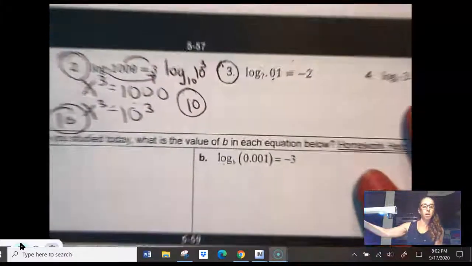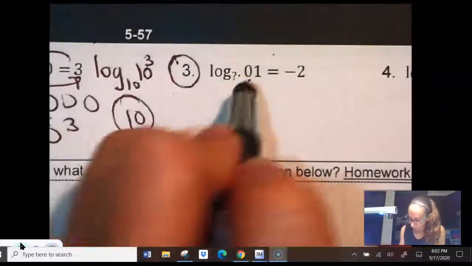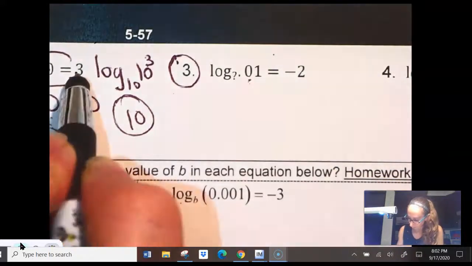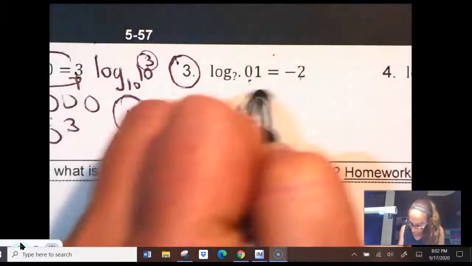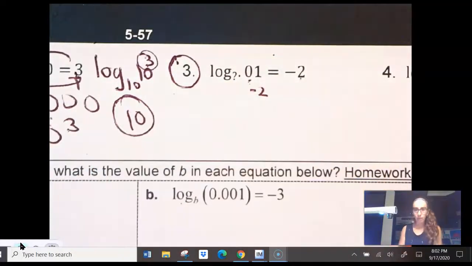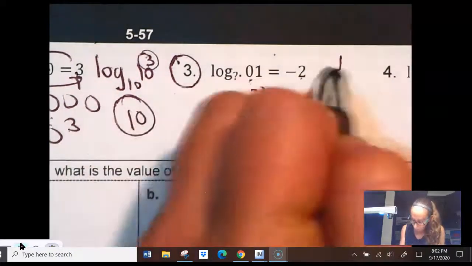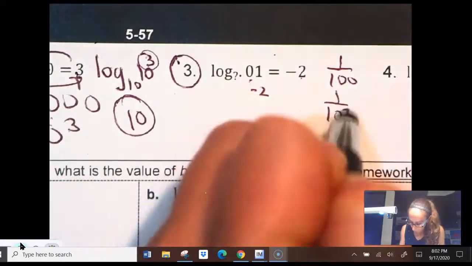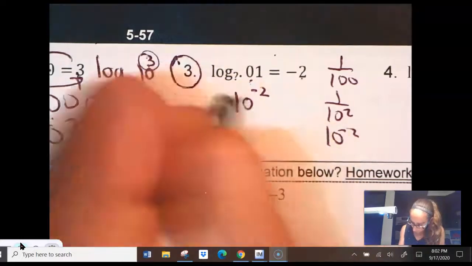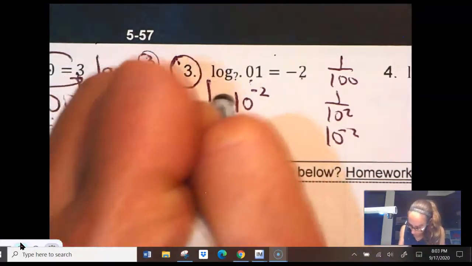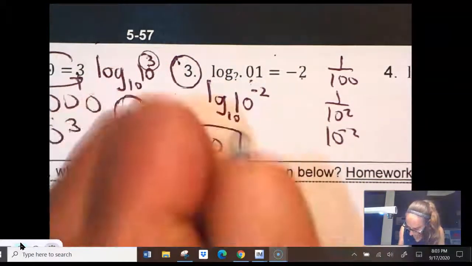If you look here, remember what we learned? We learned that if that's 3, that little number has to be a 3. So if this is negative 2, that means this has to be something to the negative 2. Oh, well that's 1/100th, which is 1 over 10 squared, which is 10 to the negative 2. So that means that's 10, and that means that's log 10. So the answer's 10.